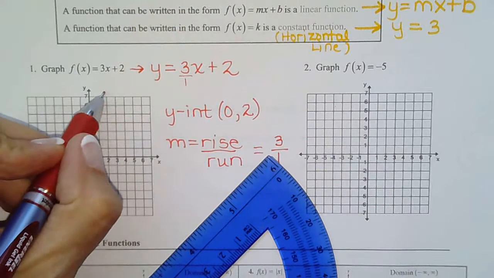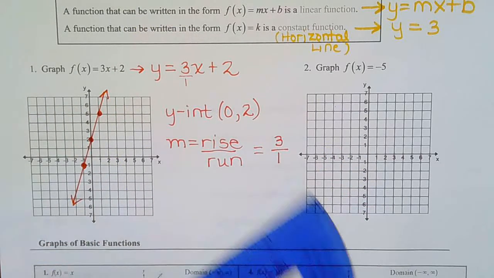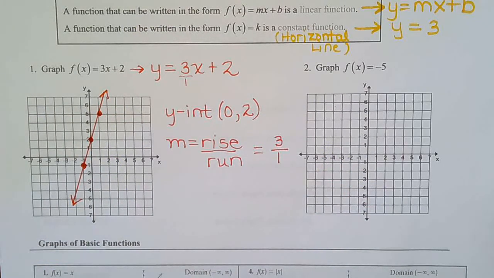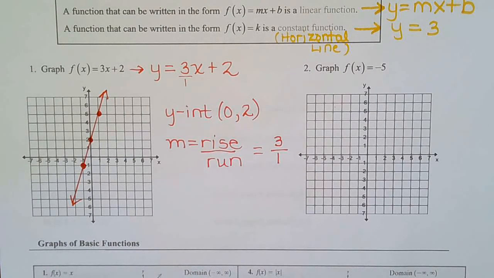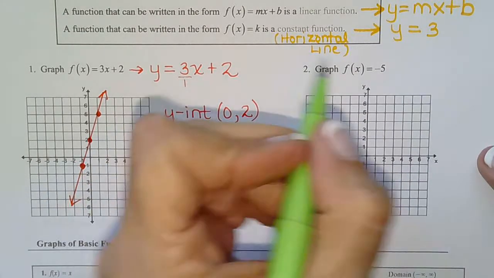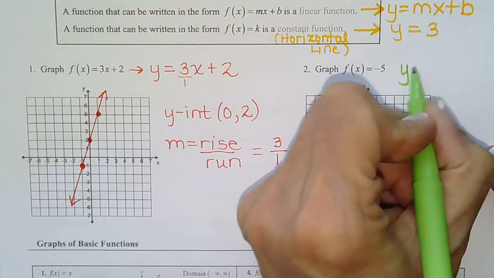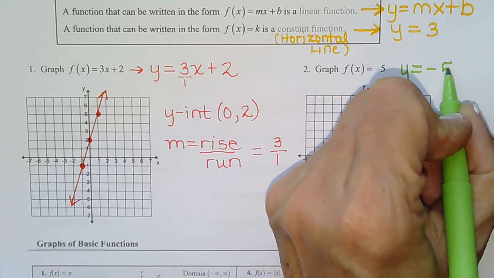So there is y equals 3x plus 2, or f of x equals 3x plus 2. So nothing different. Graph it exactly like you did back in the linear function section, or linear equations. Okay, this next one is the same thing as y equals -5.